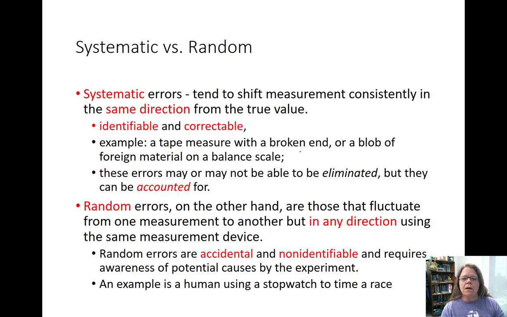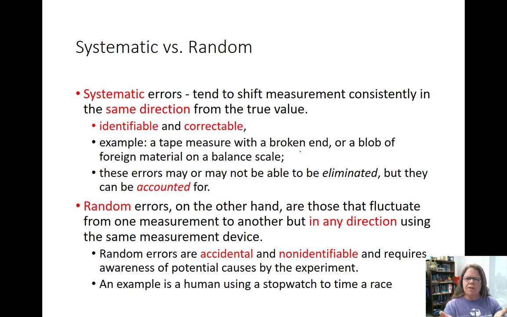Sometimes in the chemistry lab, you'll find a blob of something on the scale, right? And you're trying to measure the mass of something or the weight of something, but you've got this foreign matter on the scale. If you can get it off of there, then it's correctable. But if not, that's why all of our scales have that zeroing mechanism.